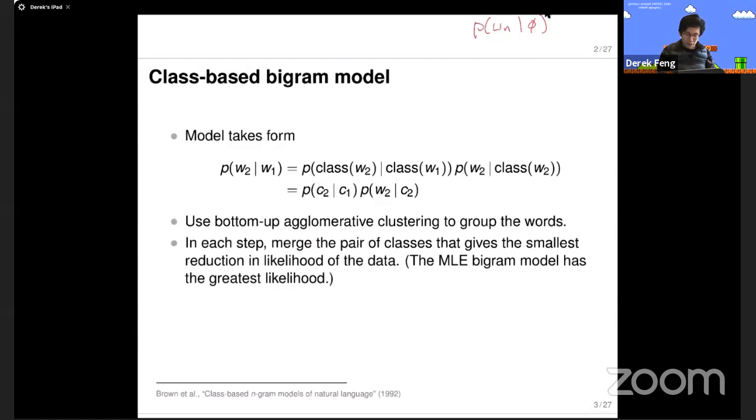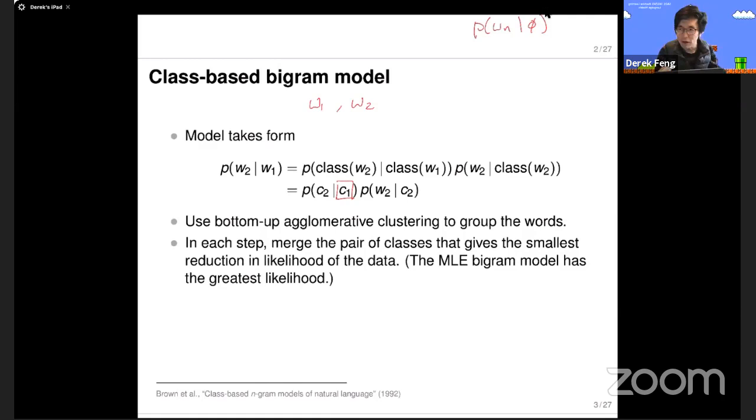So the point here is that if I am looking at word one and word two, and I want to predict word two given word one, I don't want to just look at word one itself. I want to take a higher picture and look at the class of word one. So this is saying, given a word in class one, what's the probability that the next word is going to be in class two? And then, given that I have produced a word in class two, what's the probability that that word is actually going to be word two?